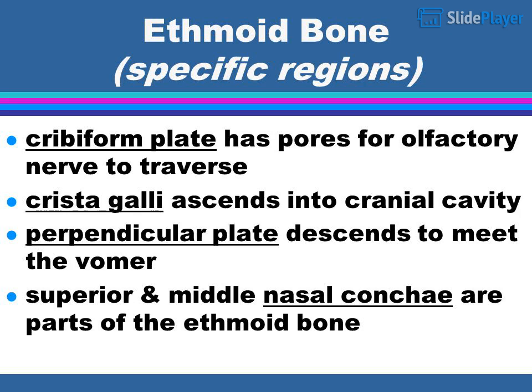Ethmoid bone, specific regions. Cribriform plate has pores for the olfactory nerve to traverse. Crista galli ascends into the cranial cavity. Perpendicular plate descends to meet the vomer. Superior and middle nasal conchae are parts of the ethmoid bone.